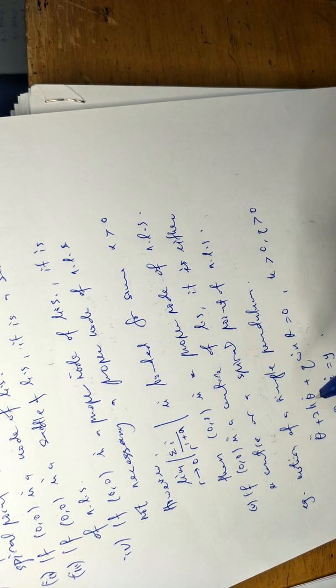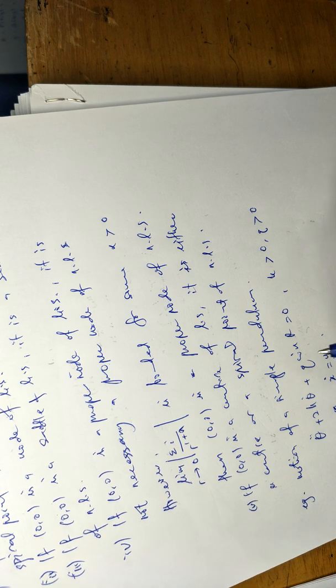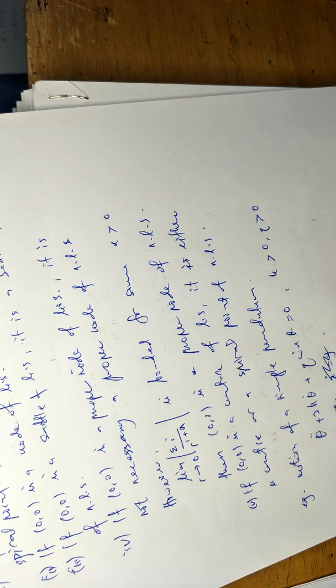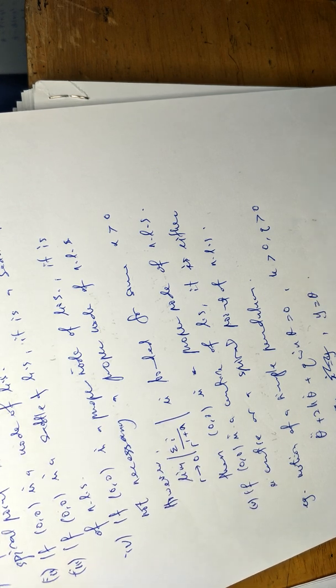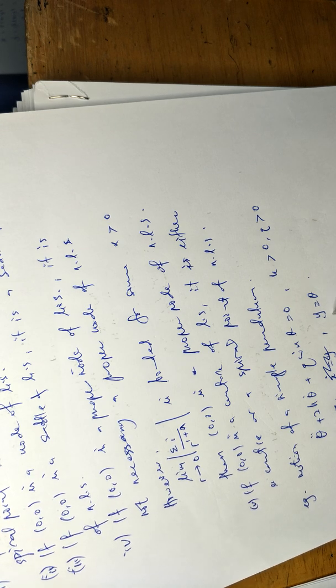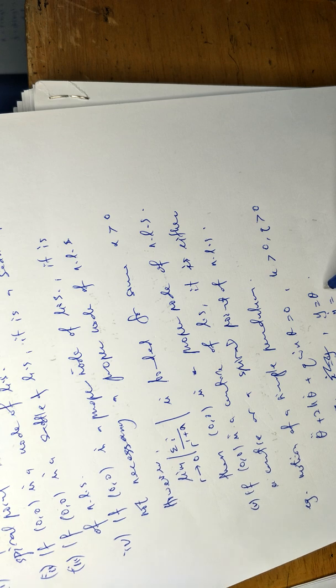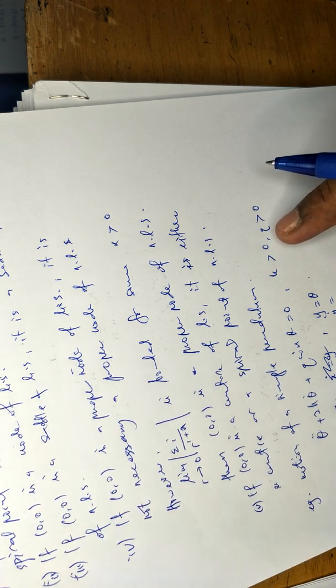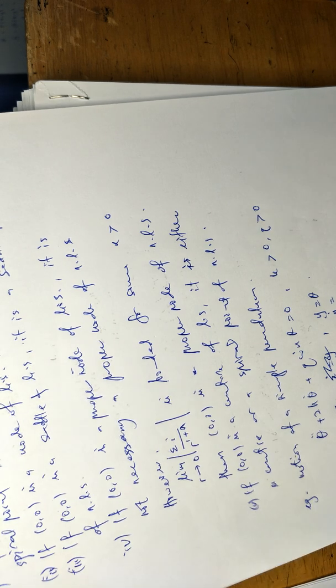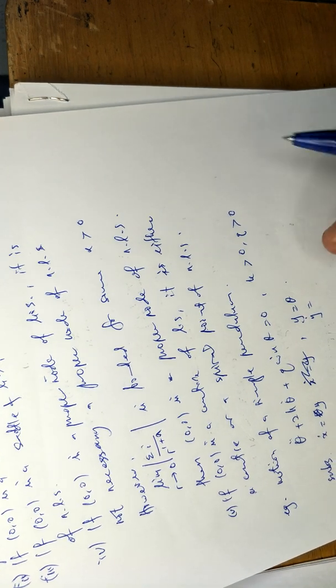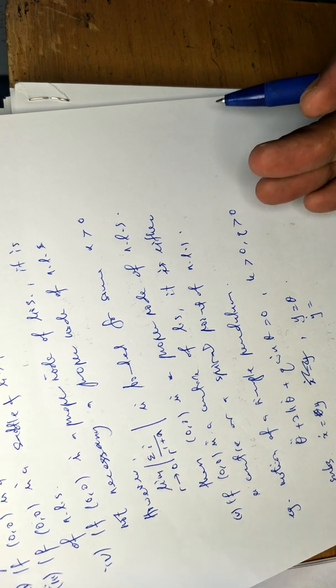Sorry, I think this is x dot equal to y. If y is equal to theta, then y dot is equal to theta dot, no, something is wrong here. I think I'm running out of time, so I stop here. I'll cover this part in the next video.